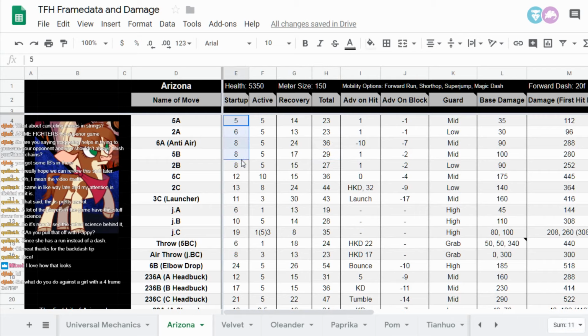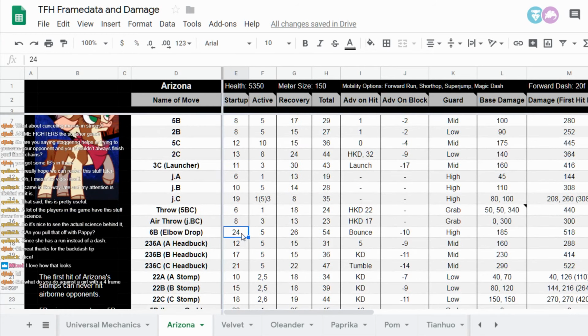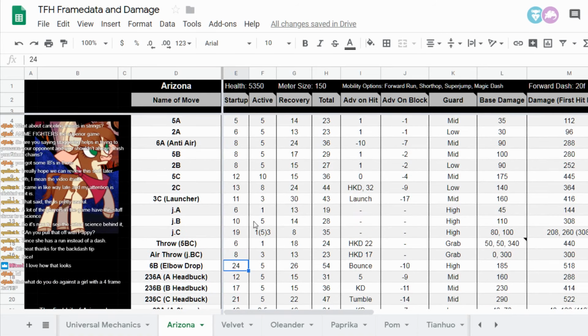Startup frames is how long it takes for your move to become active. It's basically just the speed. You got 60 frames a second. So these are all faster than, like, the human eye can really react to. Overheads are actually slow enough to be interrupted usually, like if they're done as a delayed move, and they're also slow enough to react to, which is why you usually block low and then react to overheads and jumps.